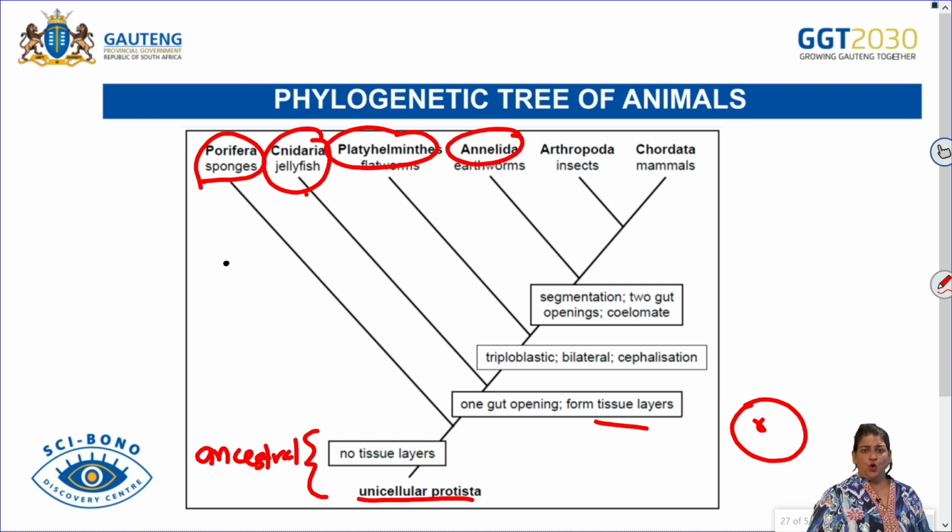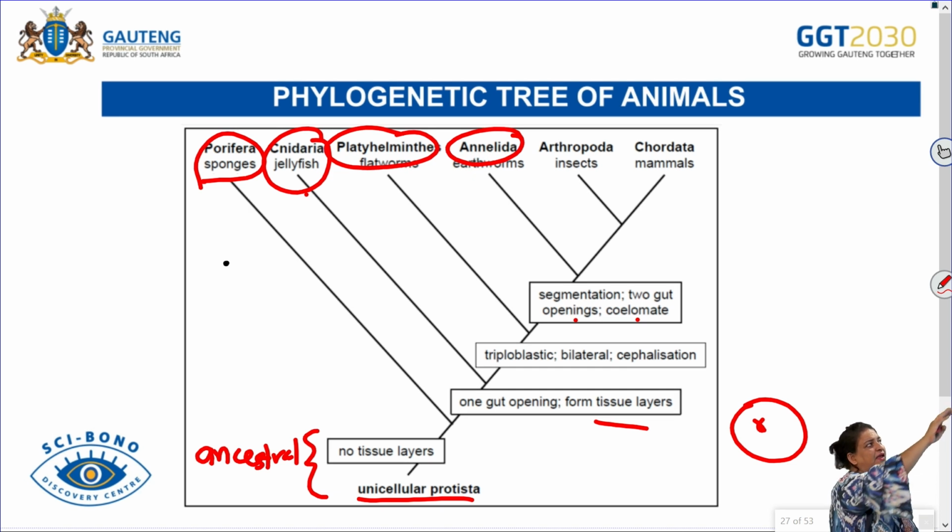So when you have 2 openings, that means now 2 gut openings. You can have a body cavity, a true body cavity, where all your organs are found, coelomate, segmentation, the body is divided into different parts. Then that is very advanced, né? And therefore Annelida is also an earthworm that's very advanced. So this is what we call a phylogenetic tree, to show you also the ancestral organism and how with time organisms become more advanced with different kinds of tissue layers.